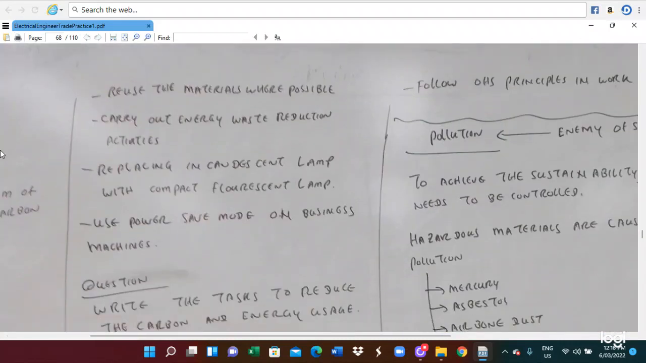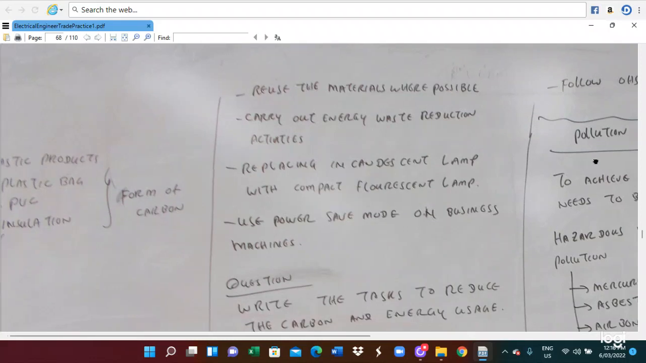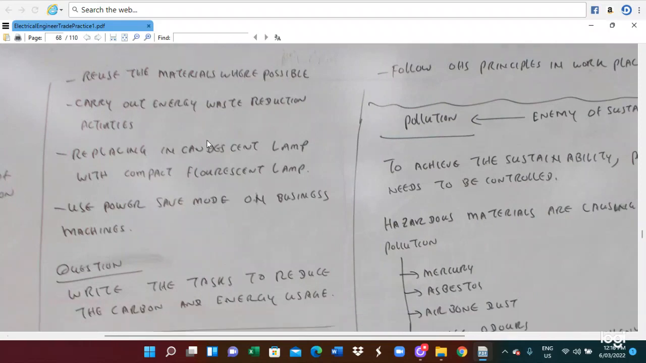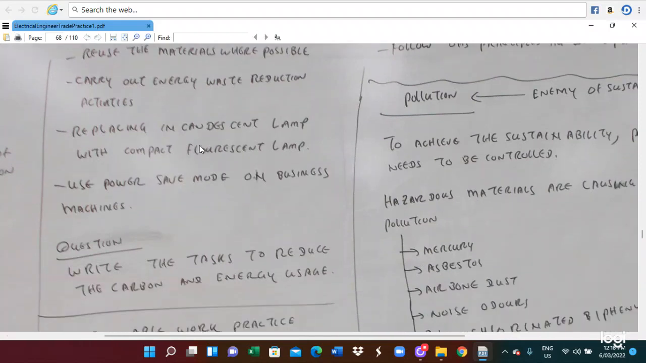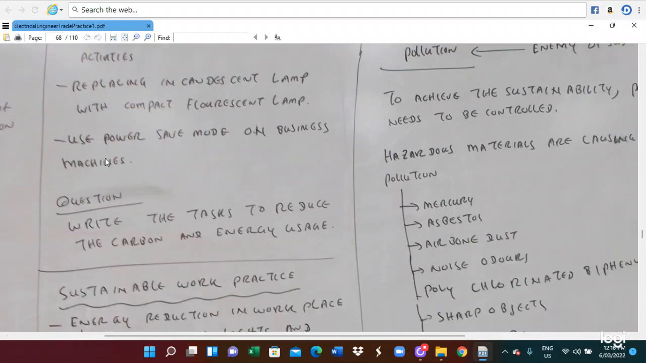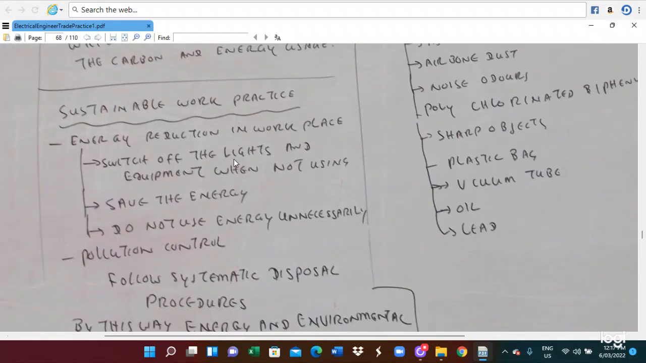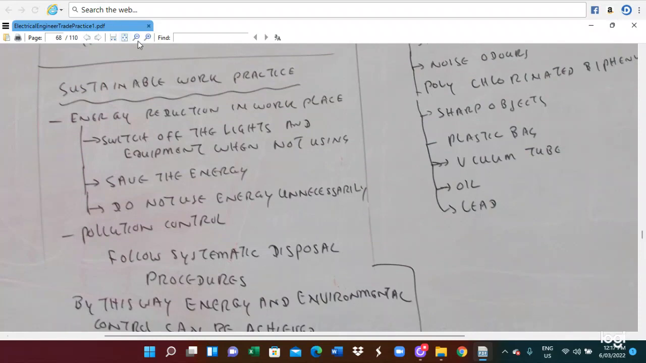We have to reuse the materials where possible, and carry out energy waste reduction activity. You have to replace incandescent lamps with compact fluorescent lamps, and use the power save mode on business machines. Those are important aspects to reduce carbon emission.